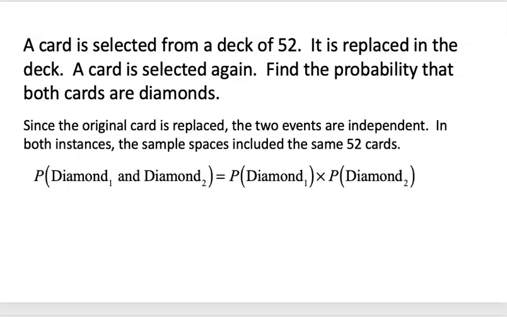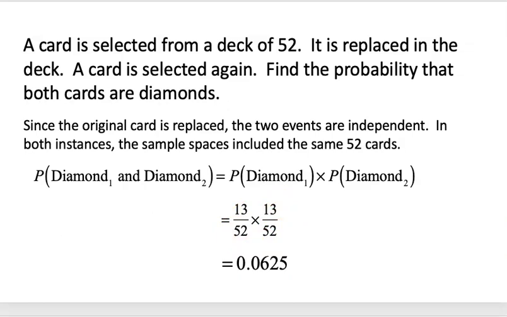So I want diamond on the first and diamond on the second is simply going to be probability of diamond on the first times the probability of diamond on the second. Now, how many diamonds do we have? 13 diamonds, 13 hearts, 13 clubs, 13 spades. So there's 13 out of 52 diamonds on the first draw. We put the card back in, there's still 13 out of 52 diamonds on the second. So a quarter times a quarter, that'll be a 16th, or 0.0625. Now those events are still independent.